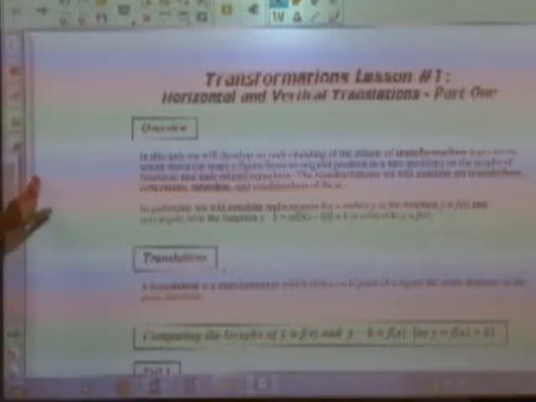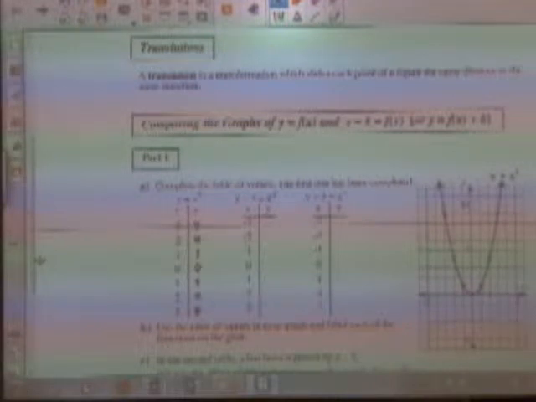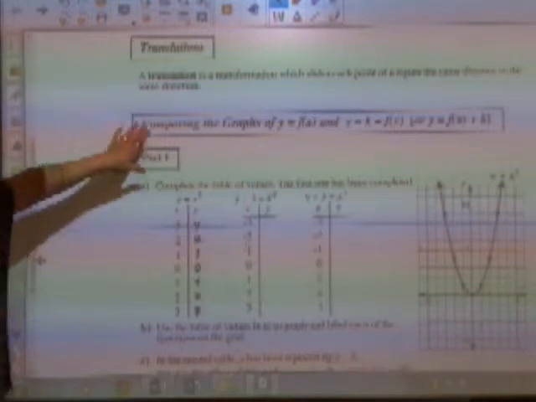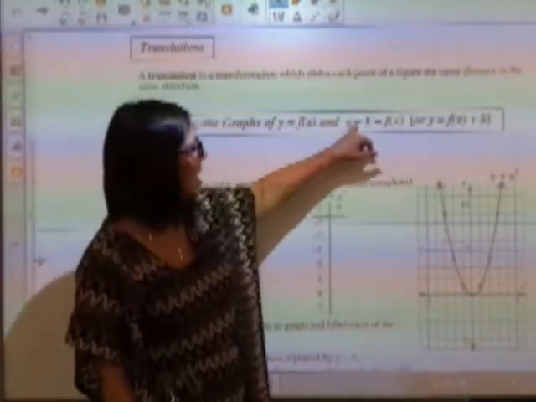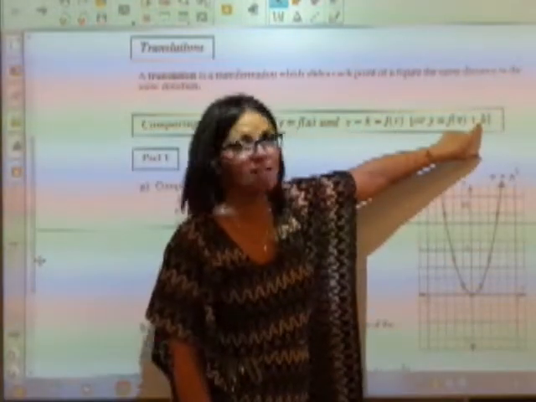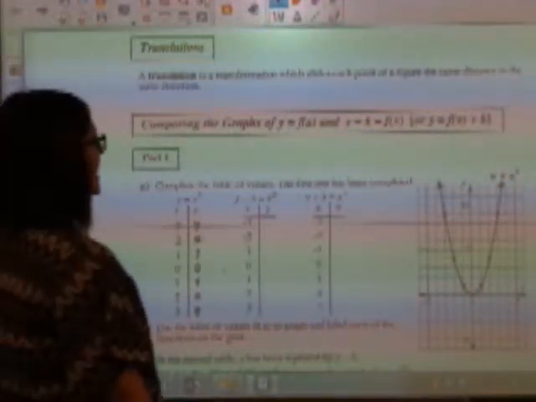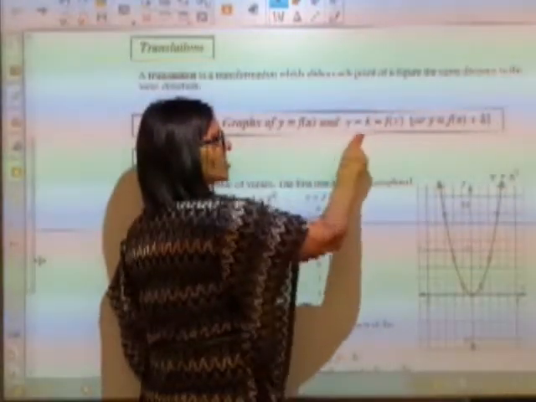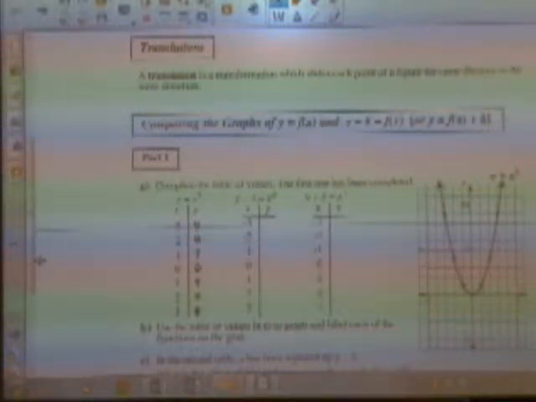So if we start off with translations. A translation is a transformation that slides each point on a graph of a figure the same distance in the same direction. So what we're going to look at is comparing the graphs of y equals f of x and y minus k equals f of x, or if I moved the k to the other side of the equation, it would be y equals f of x plus k. But the understanding is I'm attaching that k with the y coordinate. My y coordinate is my vertical, my up and down coordinate.